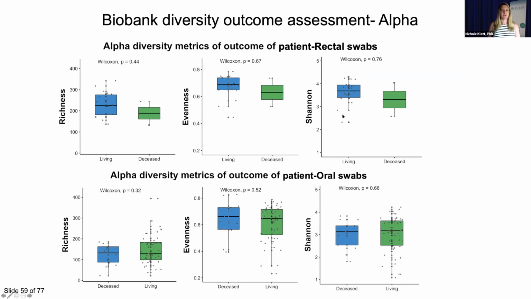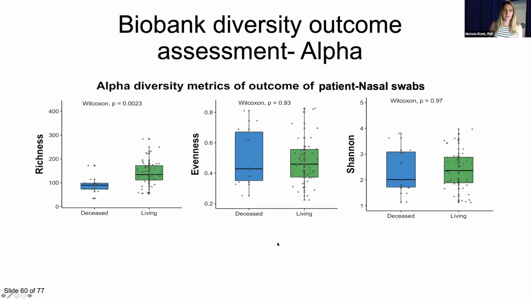Now again, looking at the diversity, when we look at the rectal swabs, we didn't see any differences in the diversity. The richness is just the number of bacteria, the evenness is the bacteria relative to one another, and then the Shannon diversity is just overall diversity. You do see that there are trends in deceased to be a little lower in the rectal, not so much in the oral, but none of these were significant.